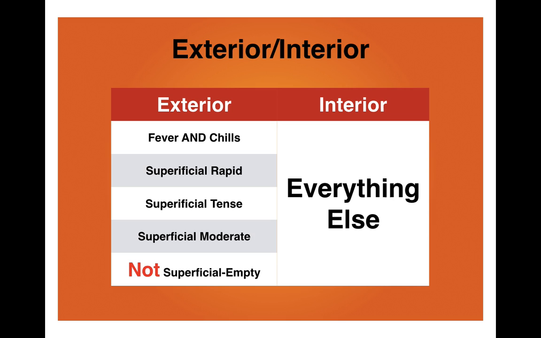But the pulse does have to be superficial for an exterior invasion. Now, when you're in clinic, there is some variation. Sometimes people's pulses aren't strong enough to float. They just don't have that much chi in them, and then you might see a moderate pulse. But remember, on the theory tests, the information is coming verbatim out of your textbooks.